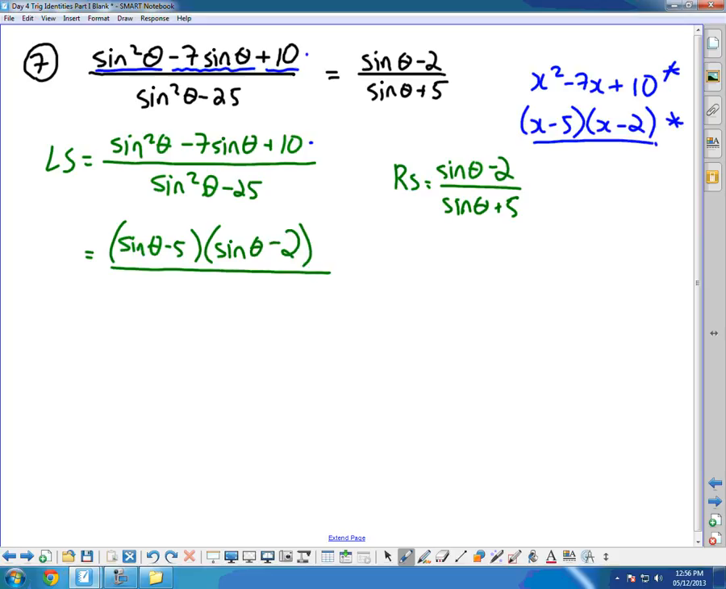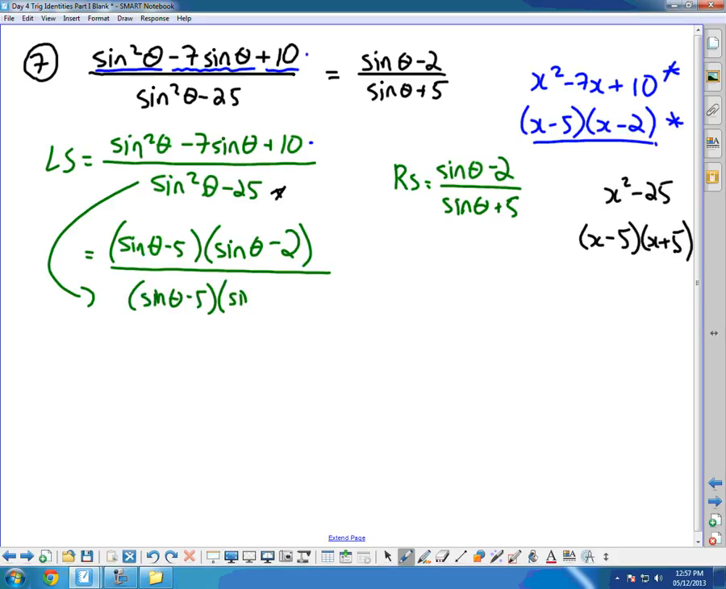On the bottom, maybe you can do the same strategy. See this here? It says sine squared minus 25. Maybe you can do this in your head, but what I'm going to do is say, I can't factor that directly, but I can look at x squared minus 25. Oh, that's a difference of squares: x minus 5, x plus 5. So this part changes to sine theta minus 5 and sine theta plus 5.